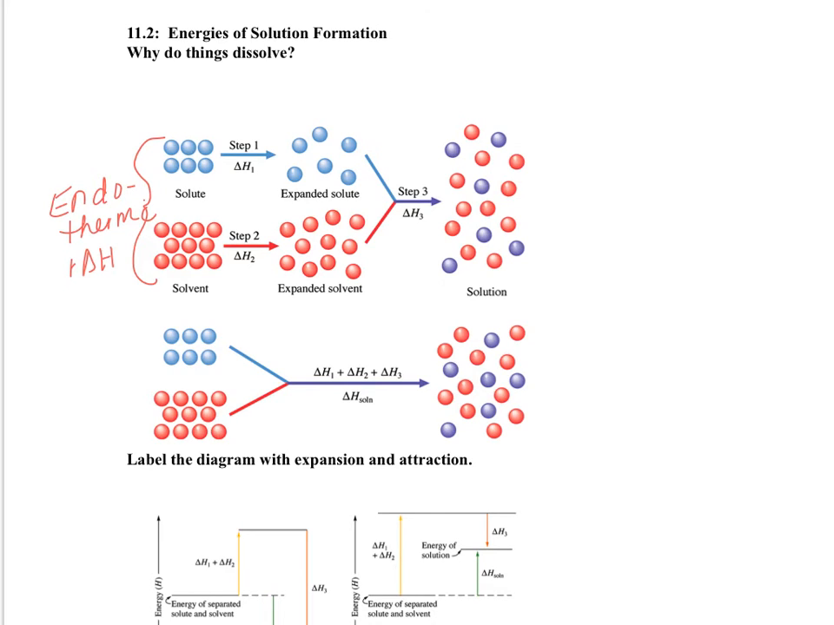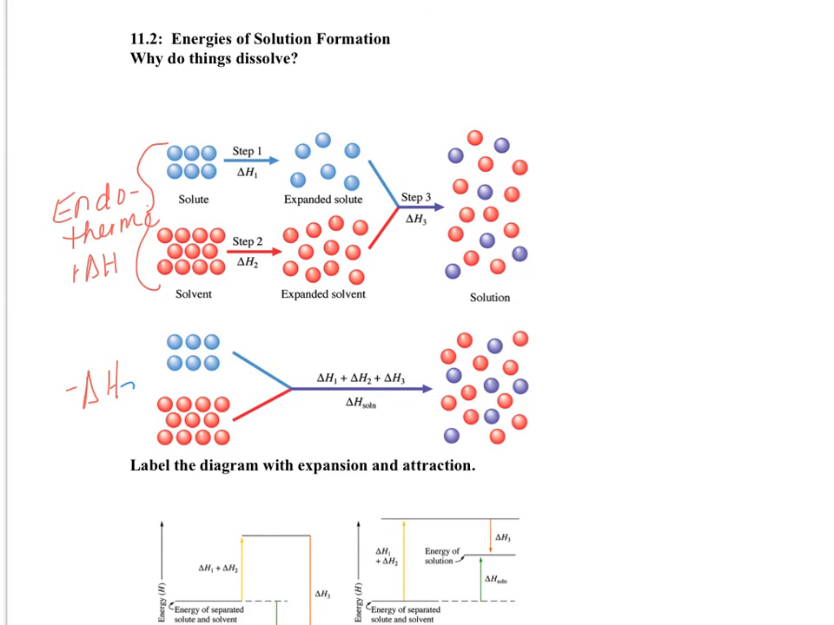So now you've expanded the solute, you've expanded the solvent. Now the solute and the solvent are attracted to one another. This is going to be exothermic, so therefore a negative delta H3. If the delta H3 is not exothermic in nature, then the dissolving process won't occur.